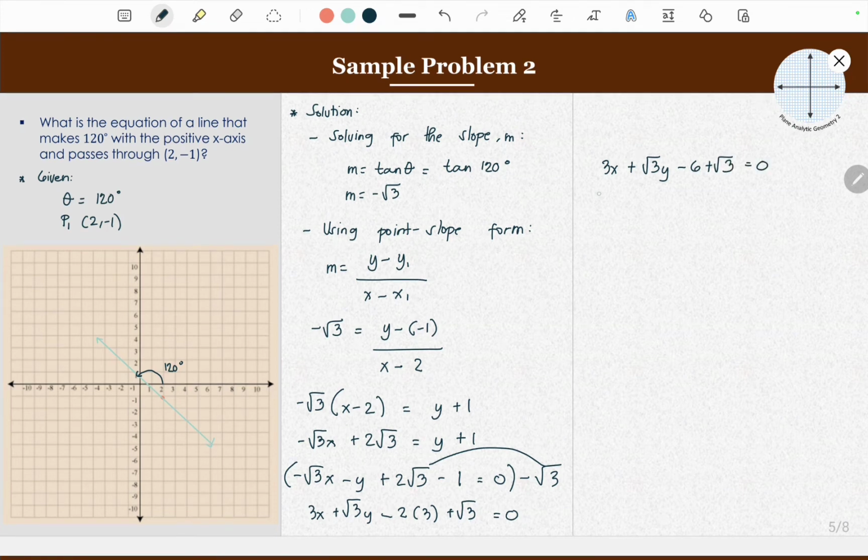So this is 3x plus 1.73y minus 4.27 is equal to 0. So the final answer is 3x plus 1.73y minus 4.27 is equal to 0.